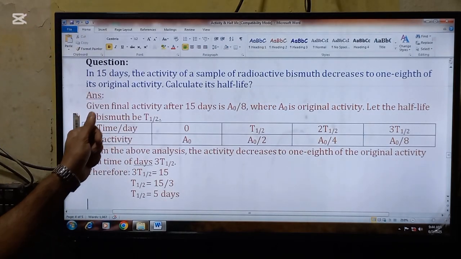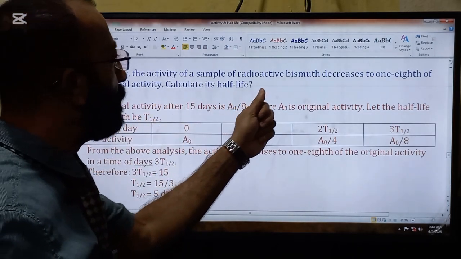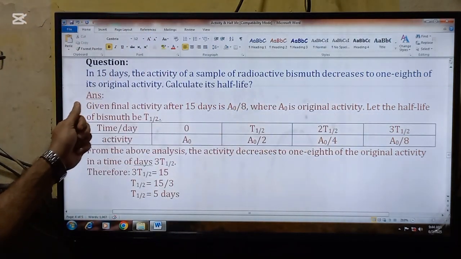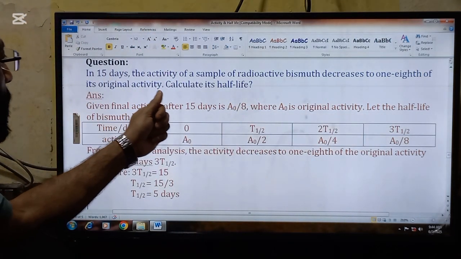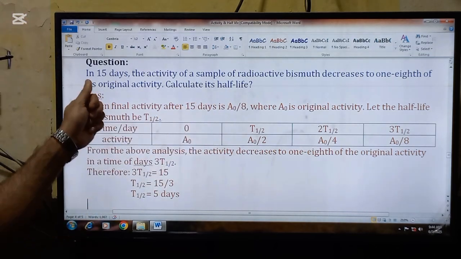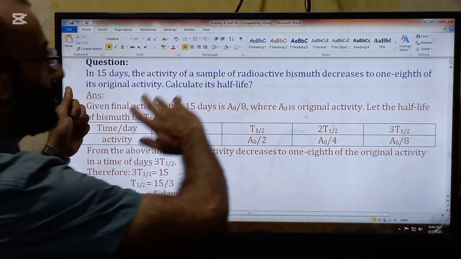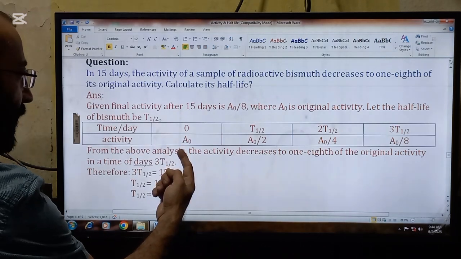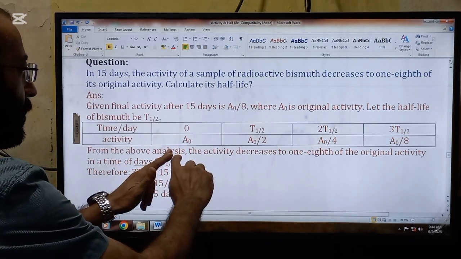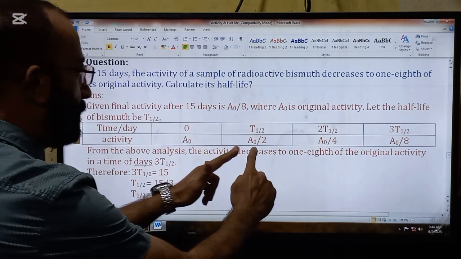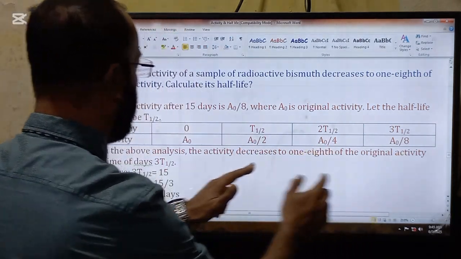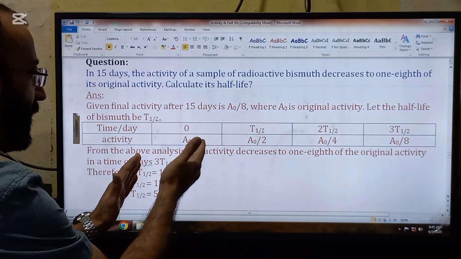In 15 days, the activity of the sample of the radioactive bismuth decreases to 1/8 of its original activity. Calculate its half-life. So in 15 days, it is reduced to 1/8. So look, this is the beginning. So half of the activity, then further half activity, then further half activity. Half activity can be obtained by dividing by 2.